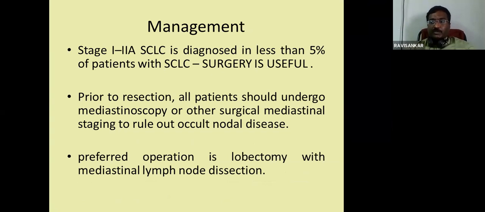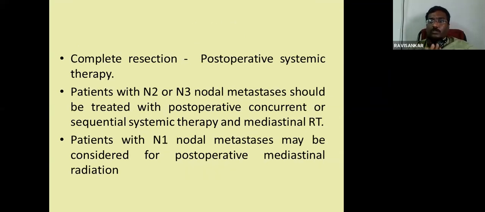Coming to management, when it is a very early stage 1, that is a tumor less than 3 centimeters, you can go for surgery with lymph node dissection. All small cell lung cancer needs chemotherapy. Stage 1 to stage 4, they need it, because as I told, it is considered a systemic disease. There is no role for neoadjuvant treatment.